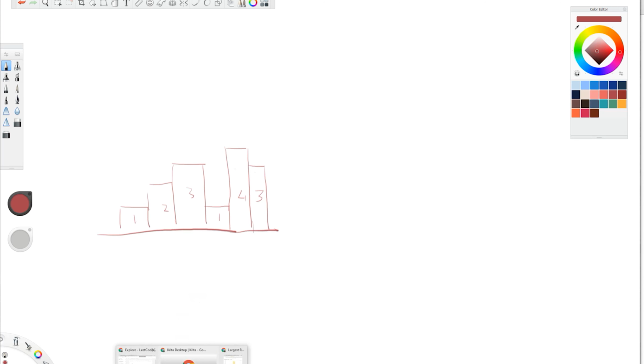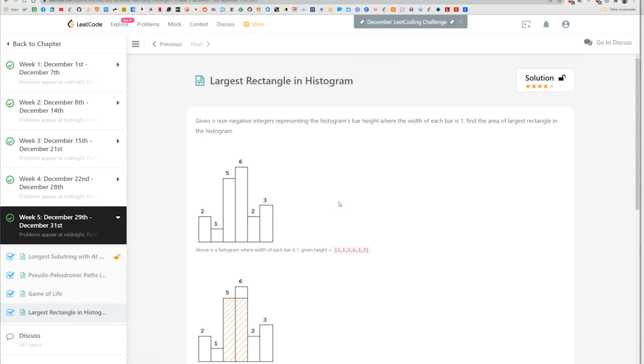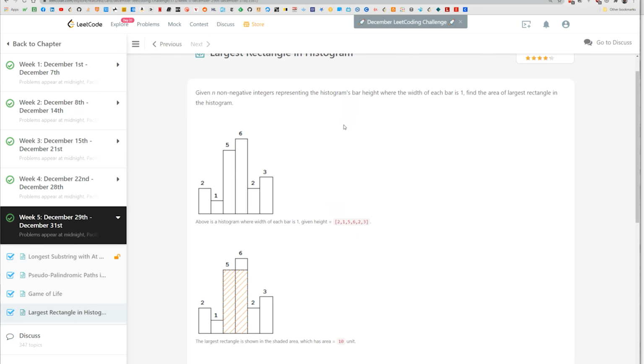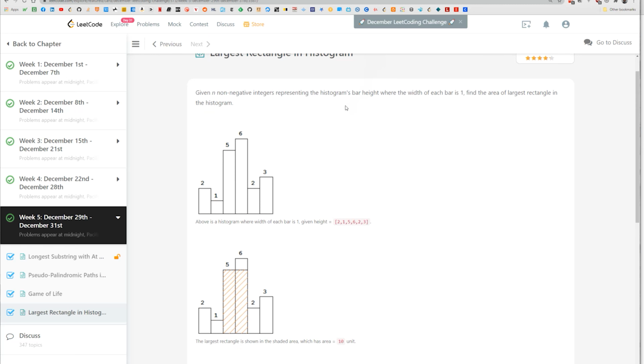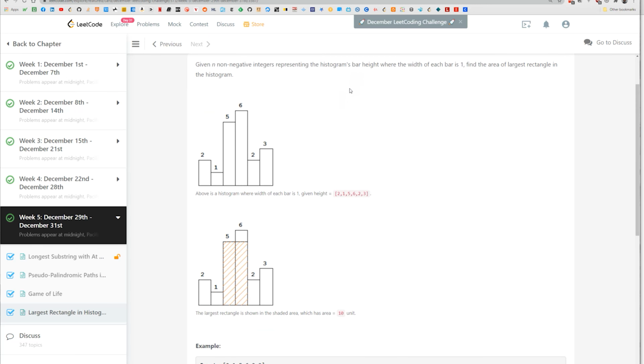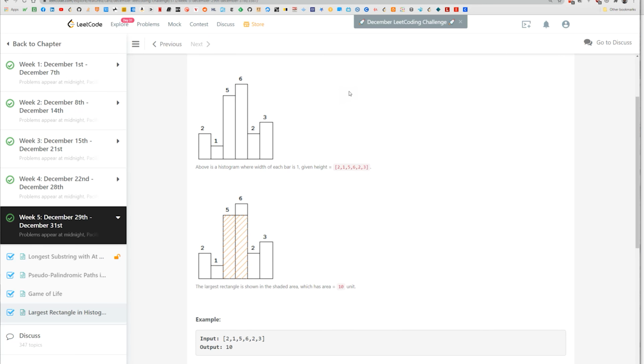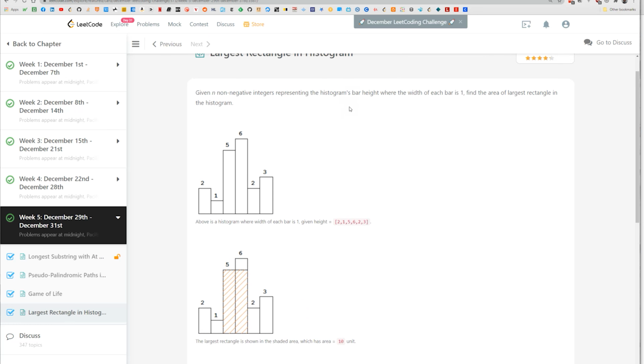Hello, hi. So we are going to talk about today's daily coding challenge in Leetcode. It's the 31st of December, so the last question we have for this month is largest rectangle in histogram. It's a very interesting problem, I would say. It's quite special in some way, and it's kind of hard to do as well.